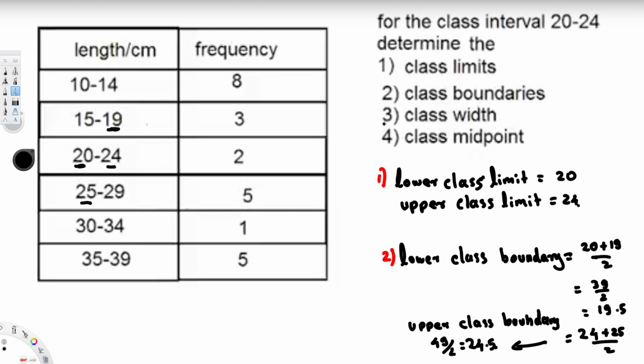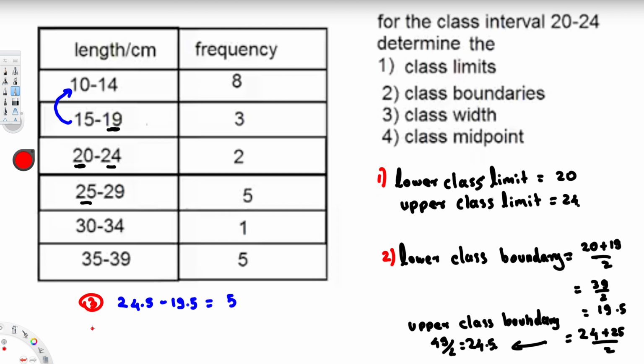Now let's go ahead and do the third part. For the third part, they are asking for the class width. Here we can subtract the lower class boundary from the upper class boundary. There are many different ways you can do it, and this is one of them. Upper class boundary minus lower class boundary, 24.5 minus 19.5, is going to be equal to 5. A quick way to do it is just subtract 10 from 15, and that will give you 5.